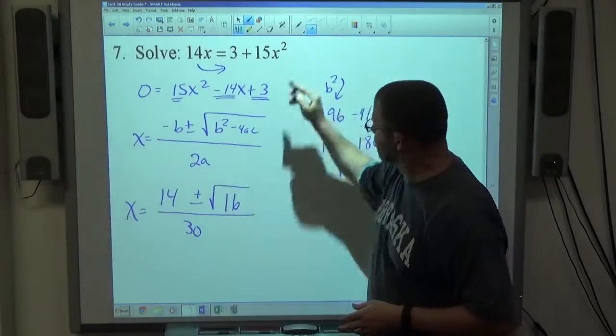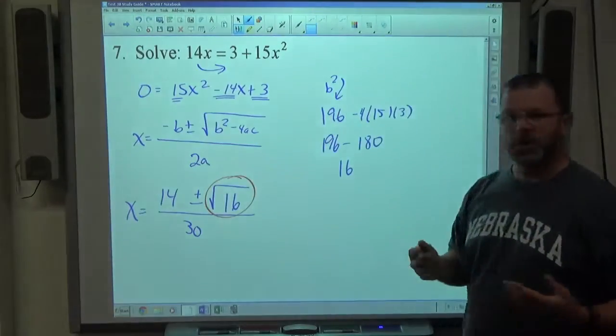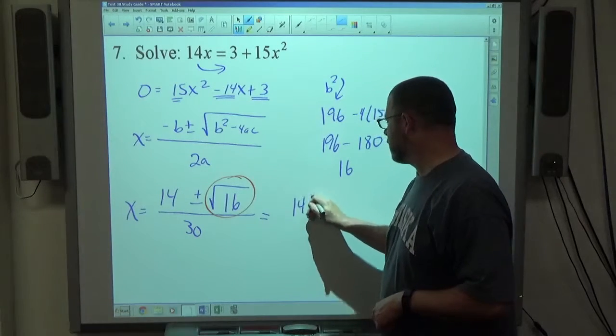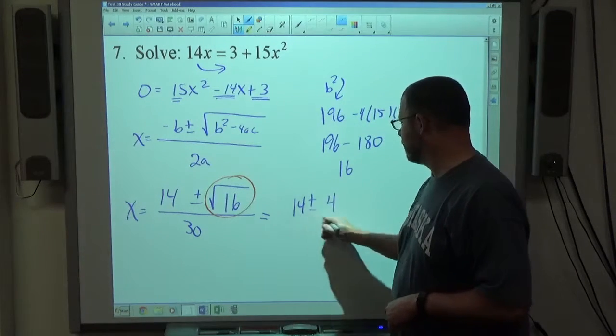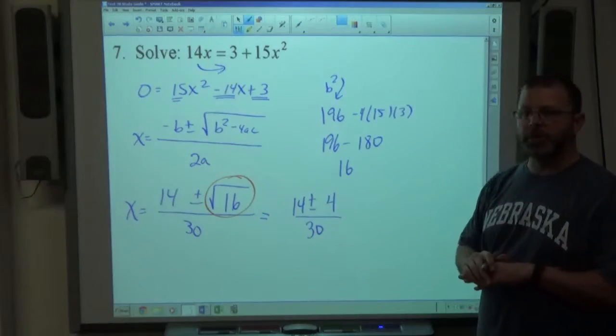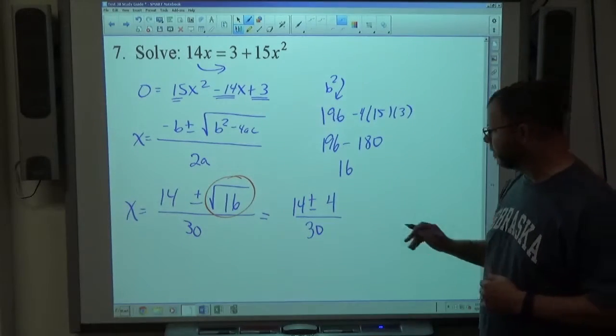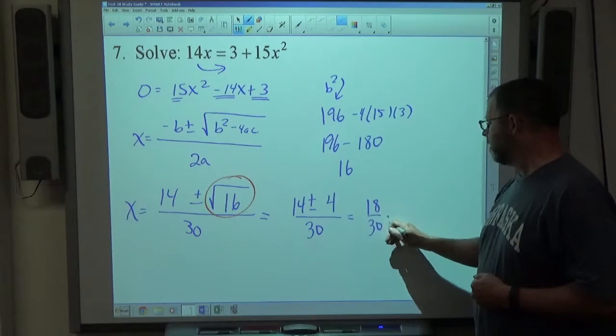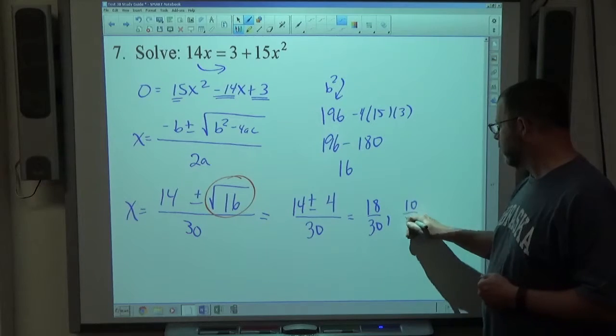And if this happens, square root of 16 is a nice pretty number that has an exact square root, you should evaluate that square root. Square root of 16 is equal to 4. Once you do the square root of 16 equals 4, the square root symbol's disappeared because we've evaluated the square root of 16. 14 plus 4 means 18, and 14 minus 4 means 10. Both things are over 30.